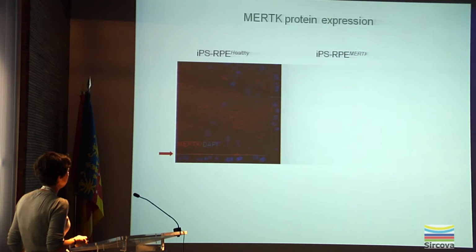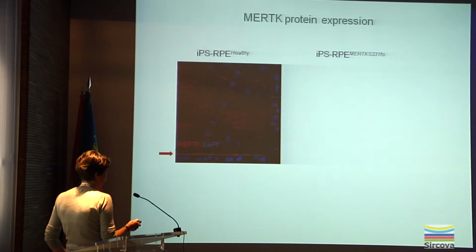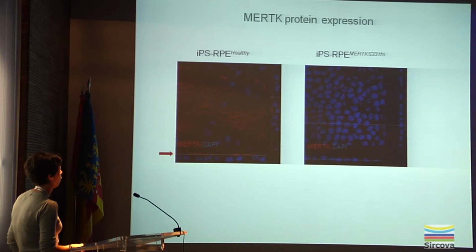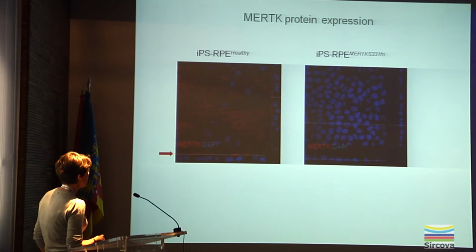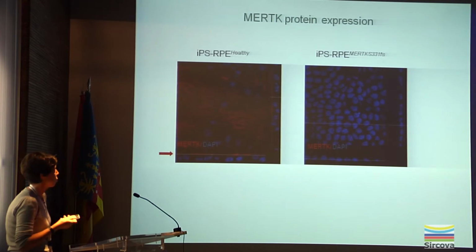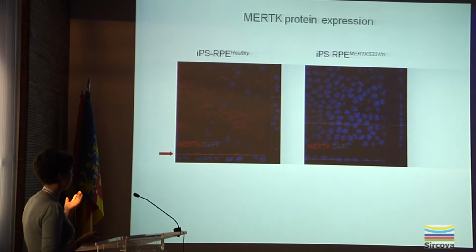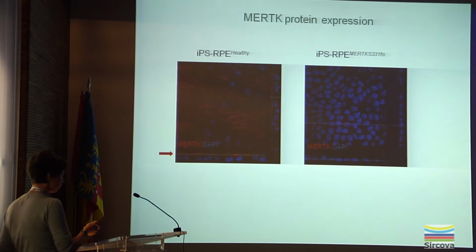However, when we looked at the expression of the MERTK protein in the RPE monolayers obtained from the patient, we absolutely don't see any MERTK expression. This is also a vertical section on confocal microscopy, and there is absolutely no MERTK expression in the case of the patient. So this proves that we are able to obtain in vitro mature RPE cells, and this result also confirms that we are able to obtain mature RPE cells which are patient-specific.